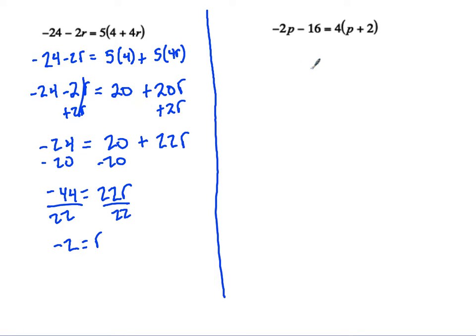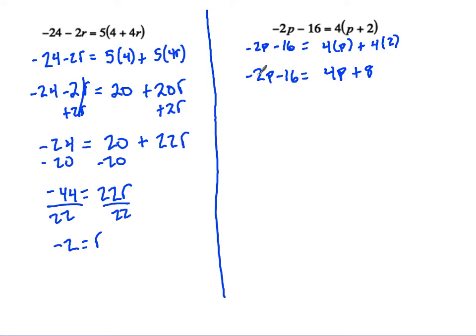Let's start with distributive property here. We're always going to distribute first. If you have the option of steps that you can take to start solving a problem, and there's parentheses, you always need to deal with parentheses first. Always distribute first. So negative 2p minus 16 equals 4 times p plus 4 times 2. Negative 2p minus 16 equals 4p plus 8.